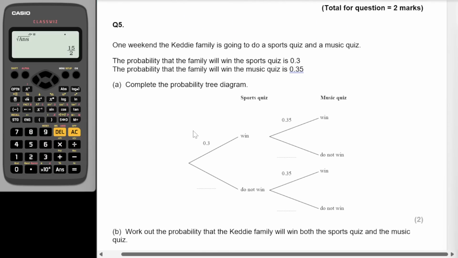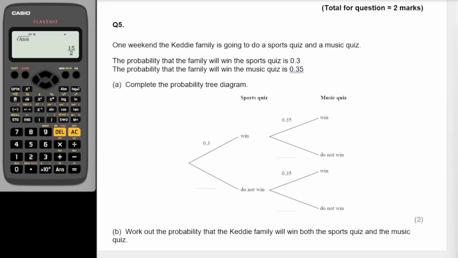Question 5. One weekend, Keddy's family is going to do a sports quiz and a music quiz. The probability that the family will win the sports quiz is 0.3. The probability that the family will win the music quiz is 0.35. Complete the probability tree diagram. I love these questions. I find them probably one of the easiest 2 marks on the paper.